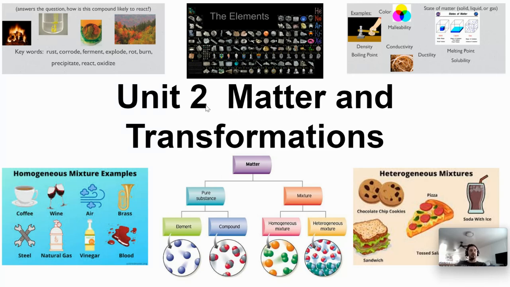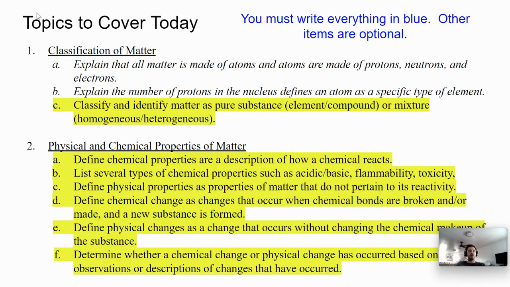Okay, hey everyone. So today we're talking about matter and transformations. So a little preview of the topics we're going to cover today. We're going to be talking about classification of matter. We already talked in the last unit and explained that all matter is made of atoms. Atoms are made of protons, neutrons, electrons. We already talked all about that.